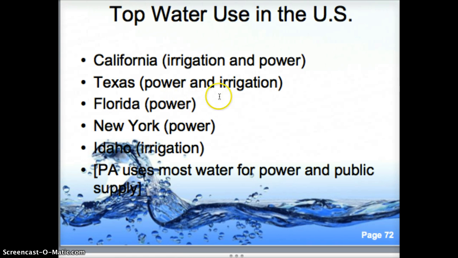Reverse that for Texas, power number 1, irrigation number 2. Florida and New York for power generation, and Idaho, surprisingly, for irrigation. I guess you got to get your potatoes from somewhere, right?